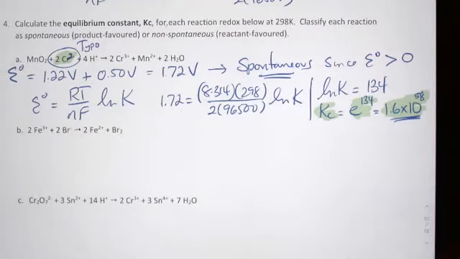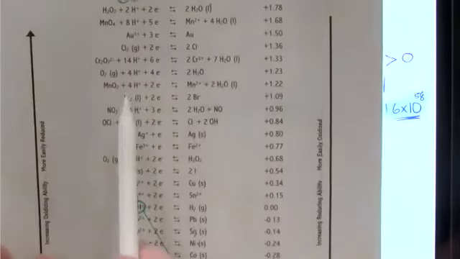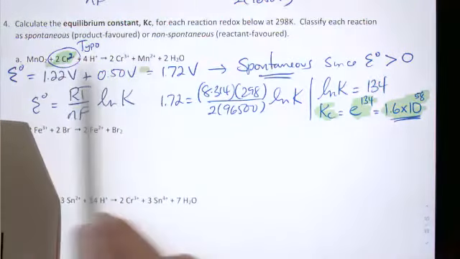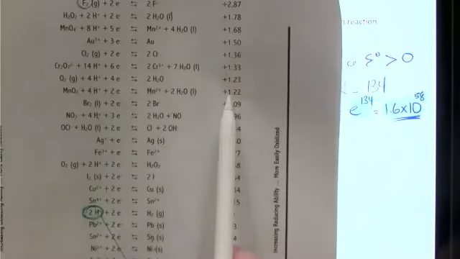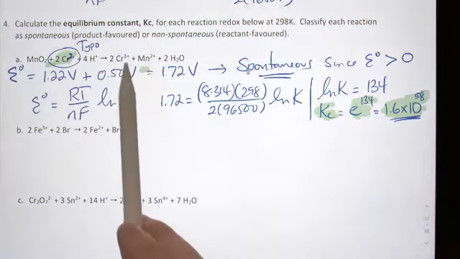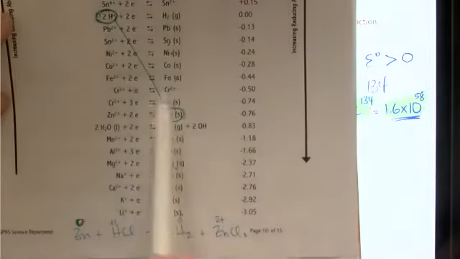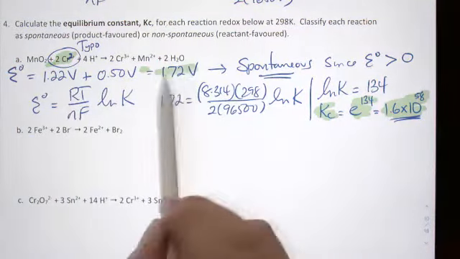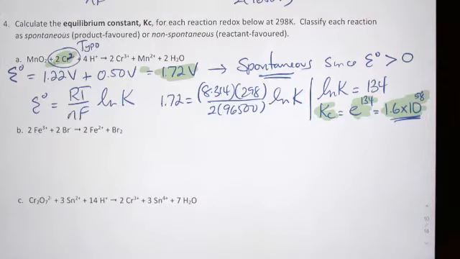So the first thing I did was go to my chart. I can find the MnO2. There's the MnO2 becoming Mn2+, which is what's happening in this reaction. And its reduction potential is 1.22 volts. Then I want the chromium 2+ becoming chromium 3+, which is down below. Chromium 2+ becoming chromium 3+ is positive 0.50 volts. So putting that together, the standard cell potential is 1.72 volts. Because it's a positive voltage, this reaction is spontaneous.